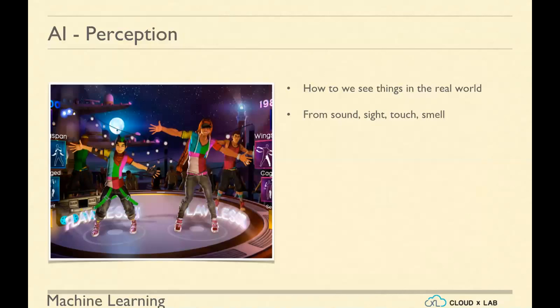Next is perception. How do we see things in the real world? From sound, sight, touch and smell. So that's perception. What you see on the screen on the left-hand side is the image from Kinect. It's called Dance Central. And Dance Central rewards you, or you can say Xbox Kinect rewards you, when you are doing the moves exactly as shown on the screen. It rewards you or punishes you based on how well you are dancing.